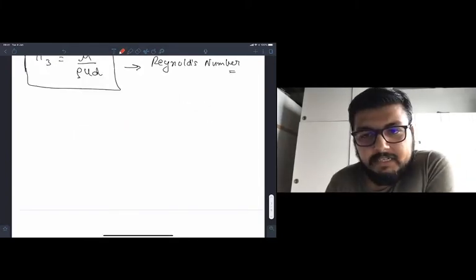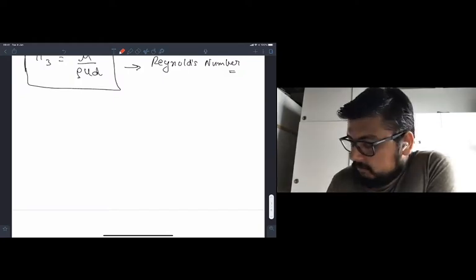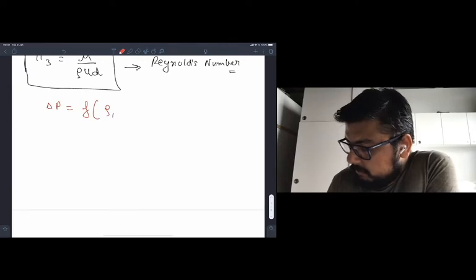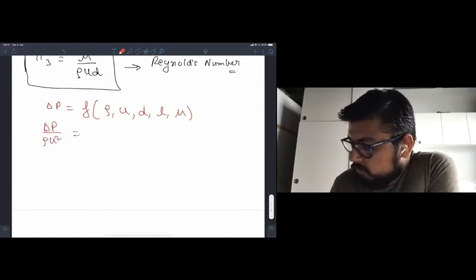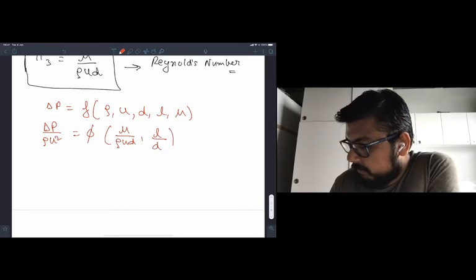So then the functional equation that we had at the beginning, which is delta P is a function of density of the fluid, the speed of the fluid through the pipe, diameter of the pipe, length of the pipe, and viscosity of the fluid. Now this functional relationship can be written as delta P upon rho u squared is a function of mu upon rho u d and the aspect ratio L by D.